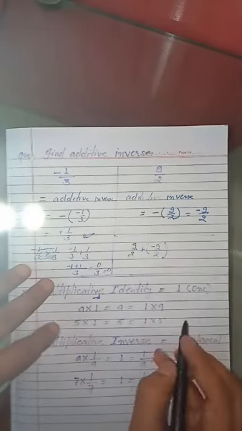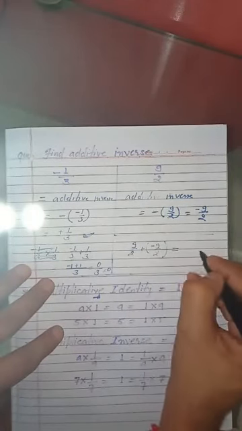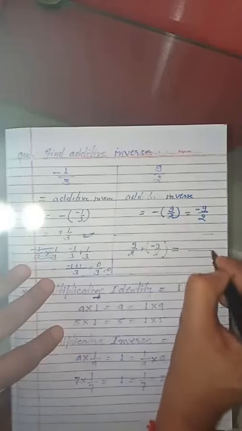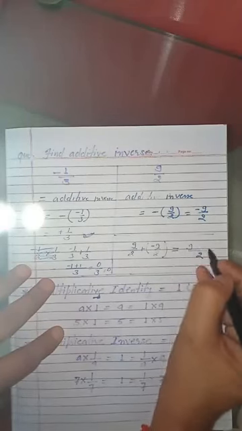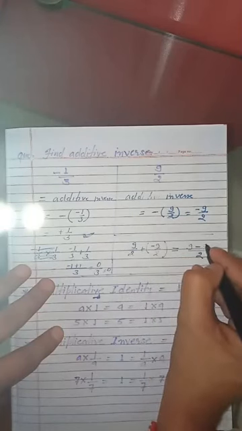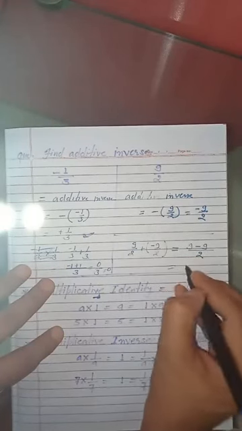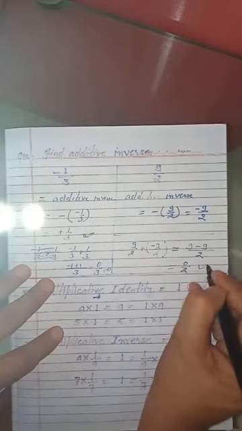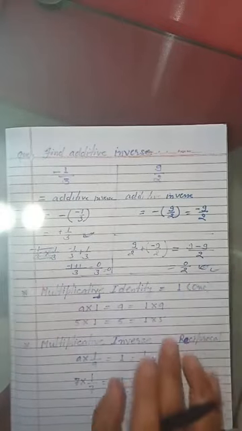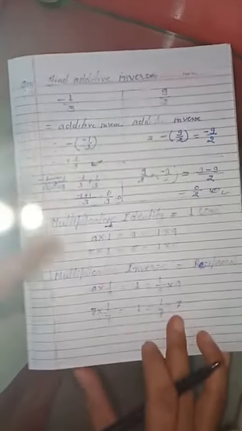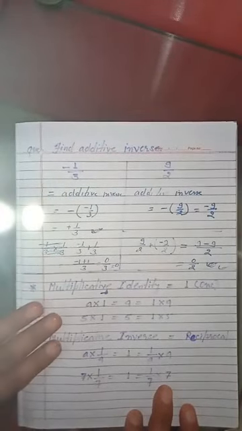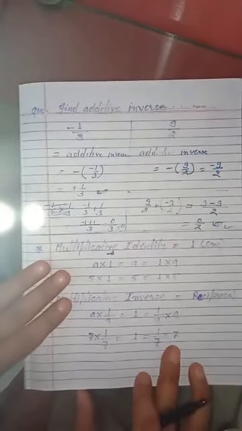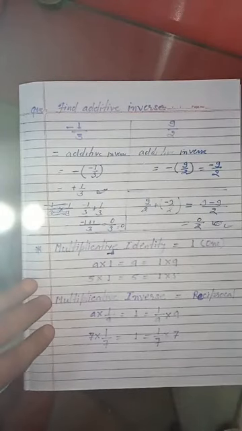Okay. The denominators are the same, so you should take the common denominator, and 9 plus minus 9 becomes 0 upon 2, that is 0. So your answer is right. Now this is the additive inverse and additive identity. Now we are going for the multiplicative identity and multiplicative inverse.